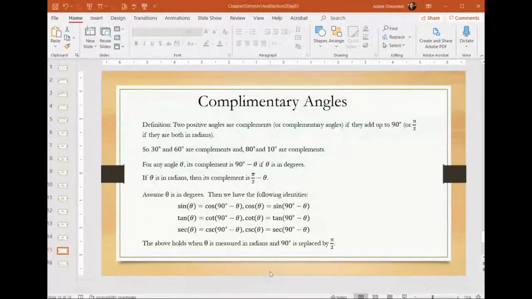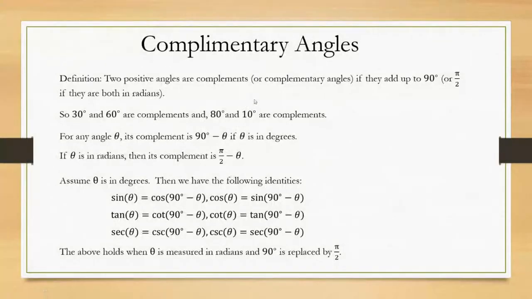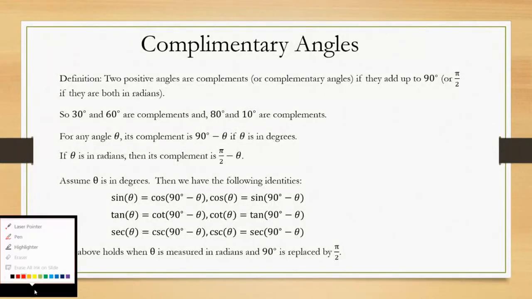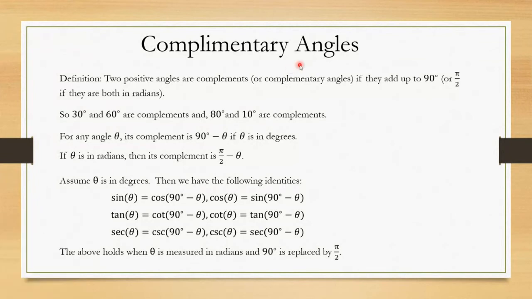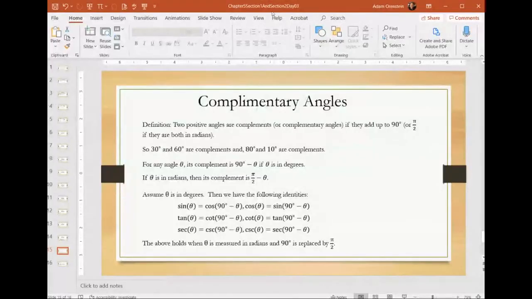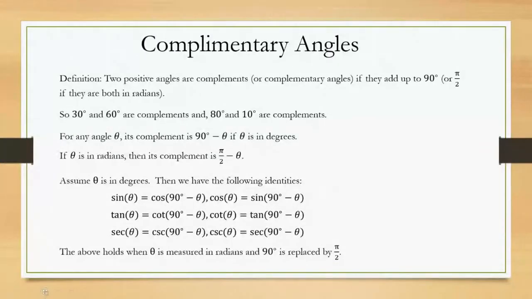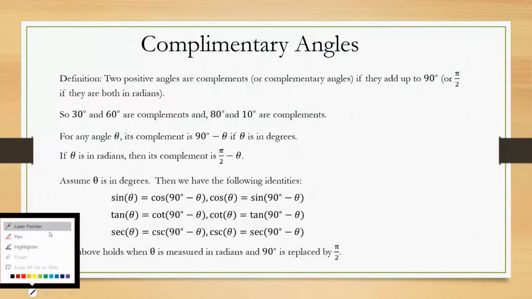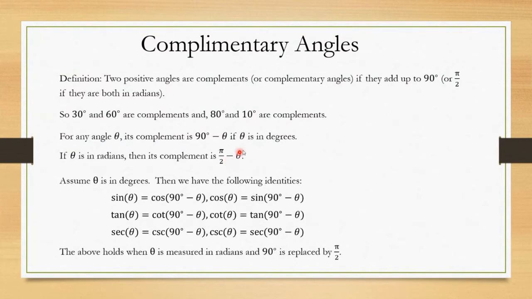Okay, so here we're looking at the last part of trig that we're going to do in this class. And we're looking at what are called complementary angles, as you can see. Now, these are just angles that add up to 90 degrees, or if they're both in radians, they add up to pi over 2 radians.